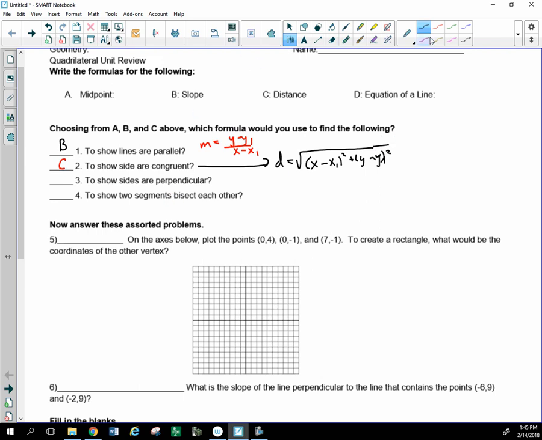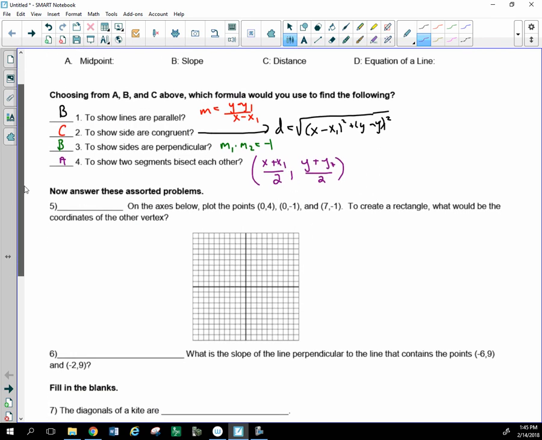To show lines are perpendicular, we would use slope. But remember that for this to happen, we need the slope of one line to multiply by the slope of a second line, and those values to equal -1. That is how we determine that they're perpendicular. And then finally, to show that two segments bisect each other, we use the midpoint formula. Remember that the midpoint formula is averaging the two x values in an ordered pair and averaging the two y values, and we end up with an ordered pair as a solution. So it'll be an x and a y when we do this, okay?